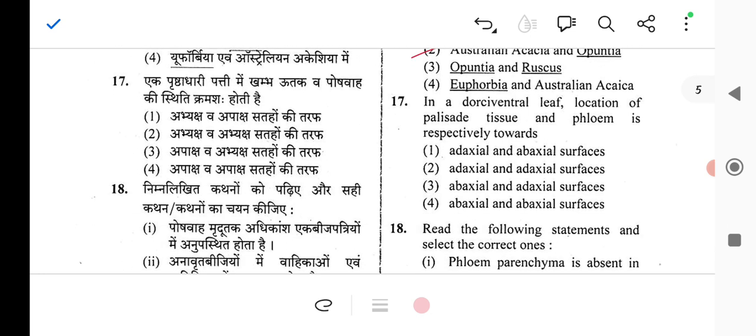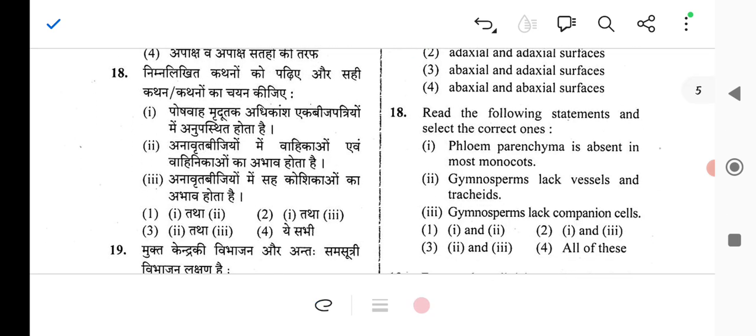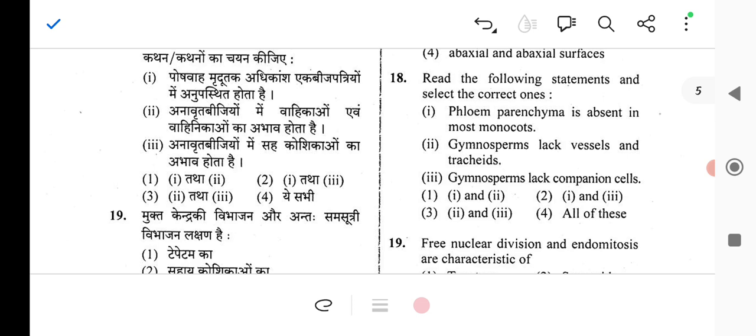Next: in a dorsiventral leaf, location of palisade tissue and phloem is respectively. Palisade tissue is located on the adaxial surface and the phloem is located on the abaxial surface. Next: which one of the following is correct? Phloem parenchyma is absent in most monocots. So this is correct.